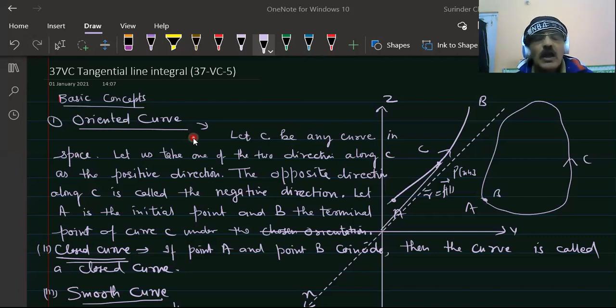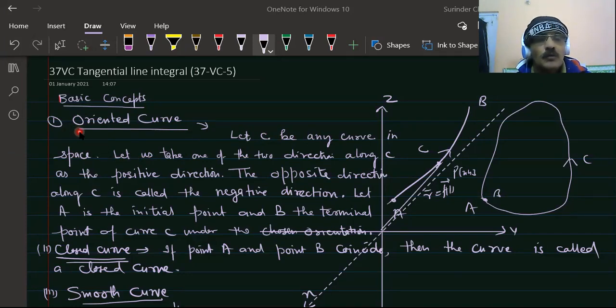In differential calculus, we calculated the tangential line integral, surface integral, and volume integral of scalar point functions. Now in this chapter, we will calculate the tangential line integral, surface integral, and volume integral of the vector point function.